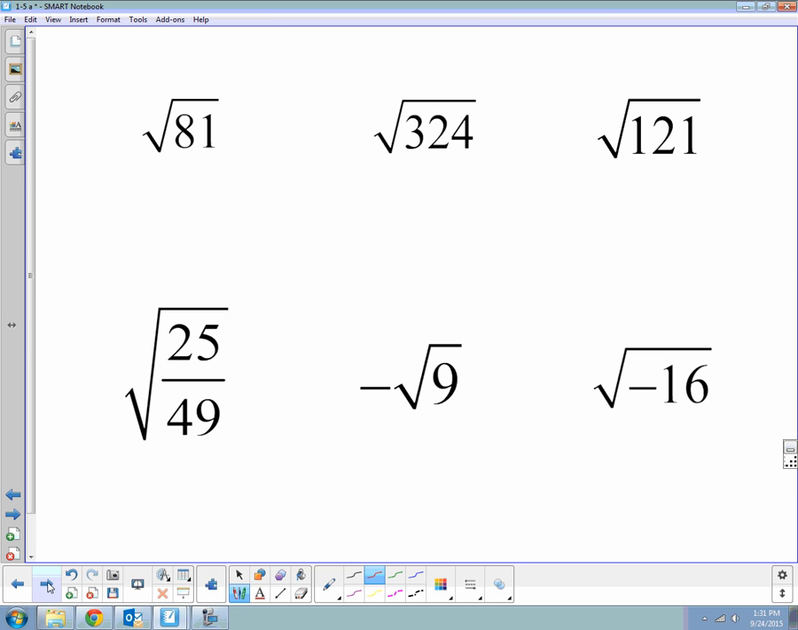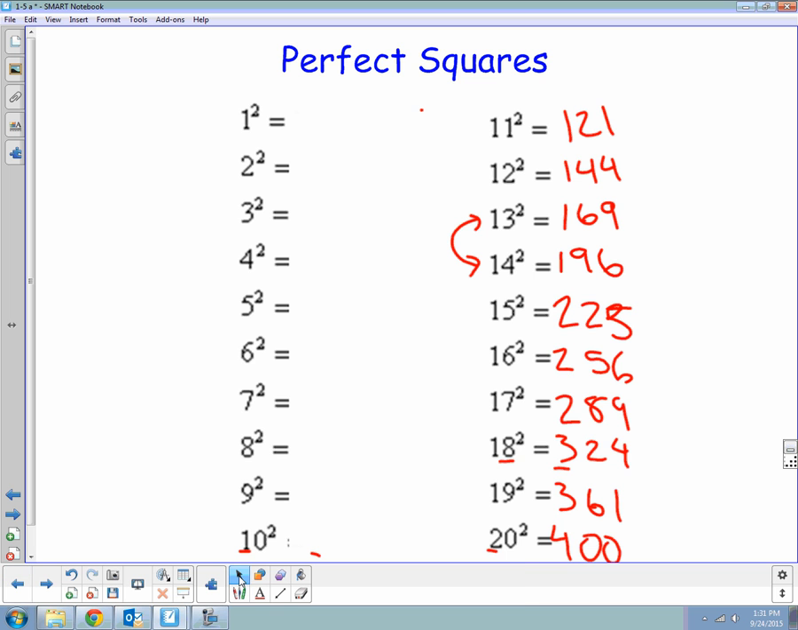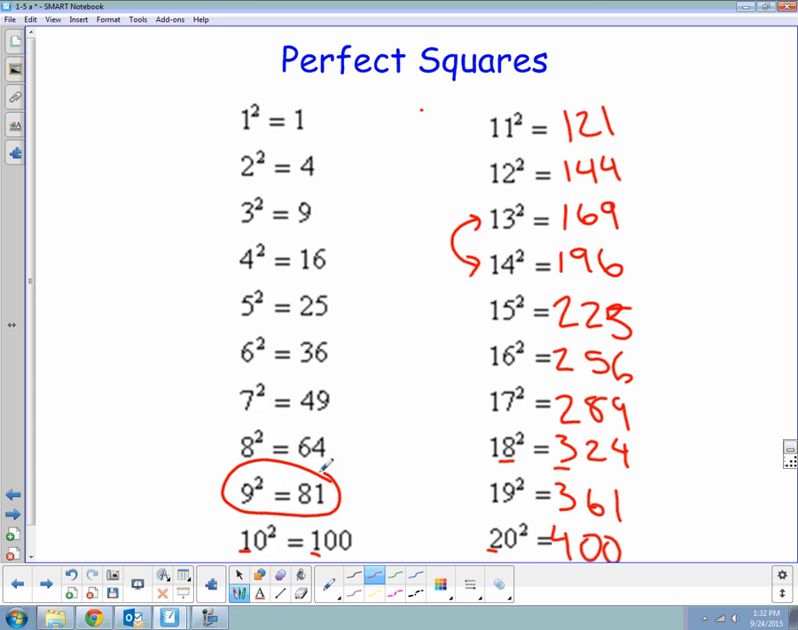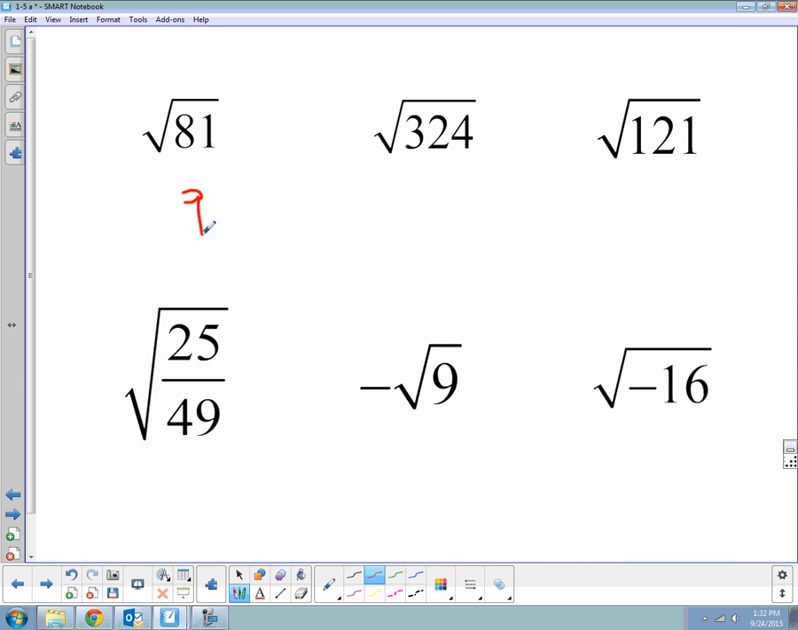So, top 3. Square root of 81. I'll look back at my list here. 81 is right here. Since 9 times 9 is 81, square root of 81 is 9. Don't forget that all positive square roots have two answers, positive 9 and negative 9. Negative 9 times negative 9 is 81, positive 9 times positive 9 is 81. So the answer, plus or minus 9.